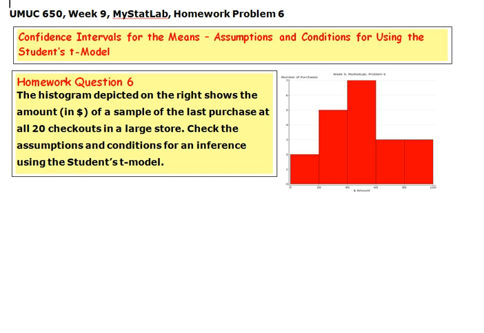The histogram depicted on the right shows the amount in dollars of a sample of the last purchase at all 20 checkouts in a large store. Check the assumptions and conditions for an inference using the student's T model. So take a look at our histogram on the right.